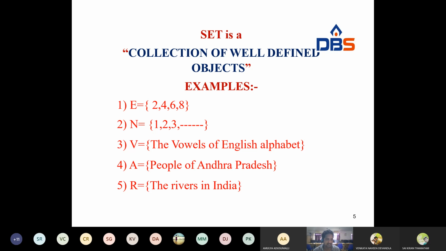That is a collection of well-defined objects. So what is a set? A set is a collection of well-defined objects. For example, a set like 2, 4, 6, 8. Likewise we have to define different types of objects.